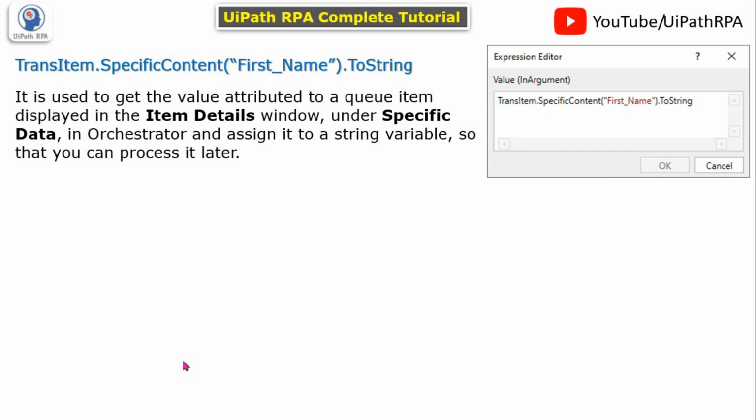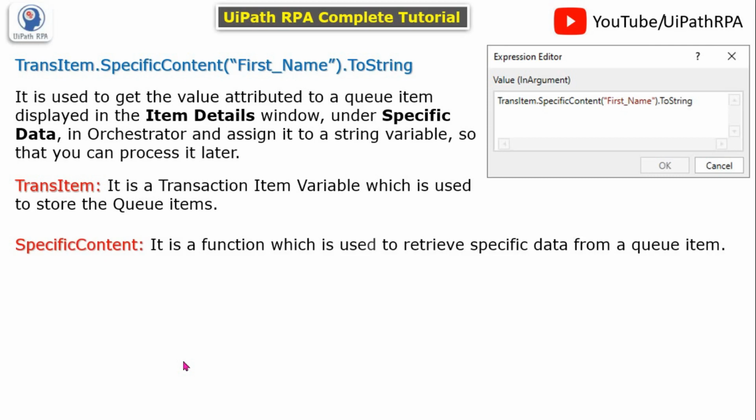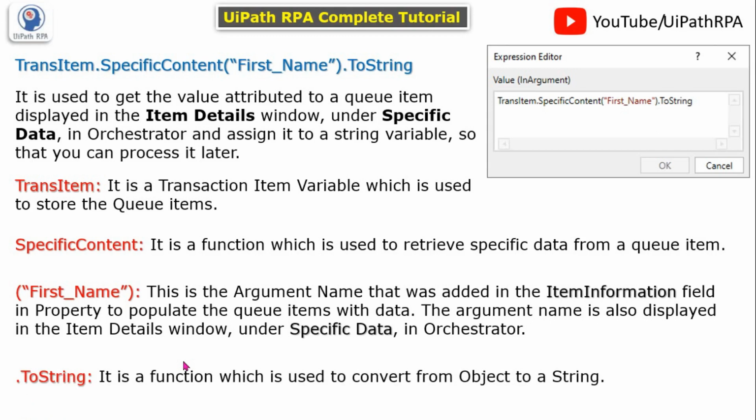so that you can process it later. Now what is TransItem? TransItem is a transaction item variable which is used to store the queue items. And what is SpecificContent? It is a function which is used to retrieve specific data from a queue item. And the first name is the argument name that was added in the item information field in the property to populate the queue item with the data. The argument name is also displayed in the item details window under specific data in Orchestrator. And now the .ToString is a function which is used to convert from object to a string.